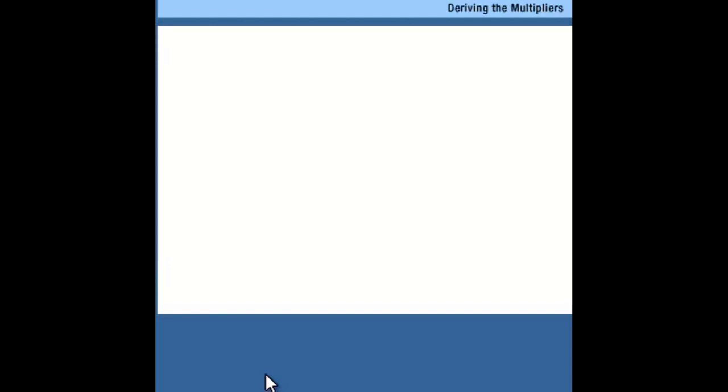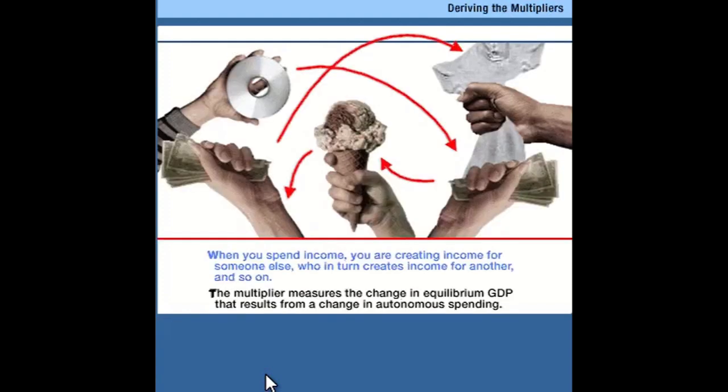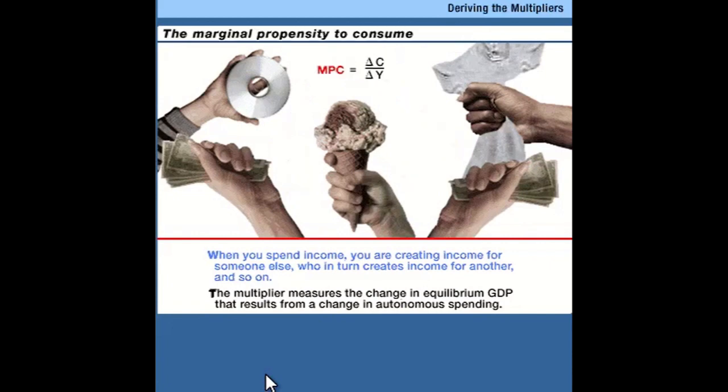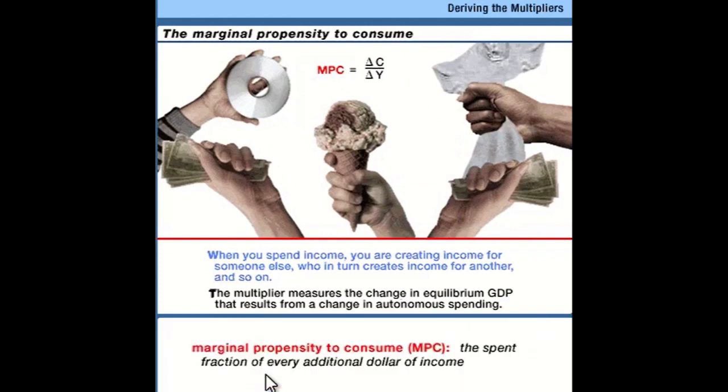In order to understand the multiplier, we're going to begin with the concept of the marginal propensity to consume. The marginal propensity to consume is defined as the change in consumption that results from a change in income. That is, if you get one additional dollar of income, how much of it are you going to spend and how much of it are you going to save?